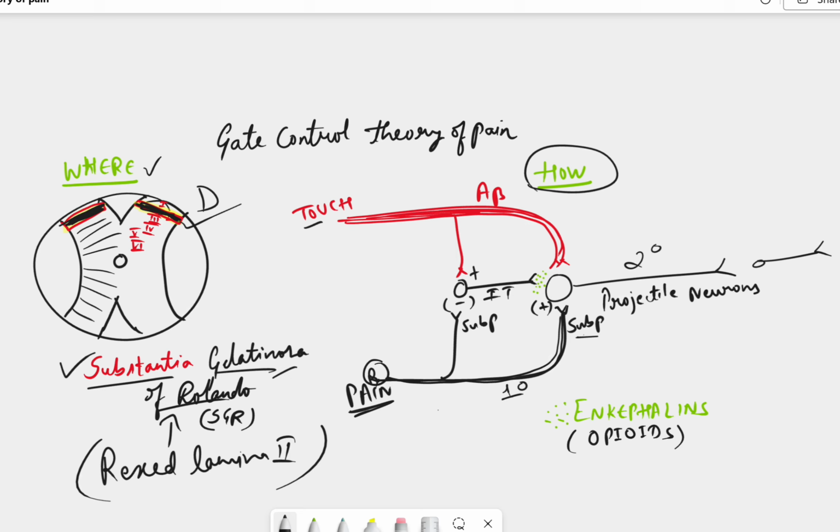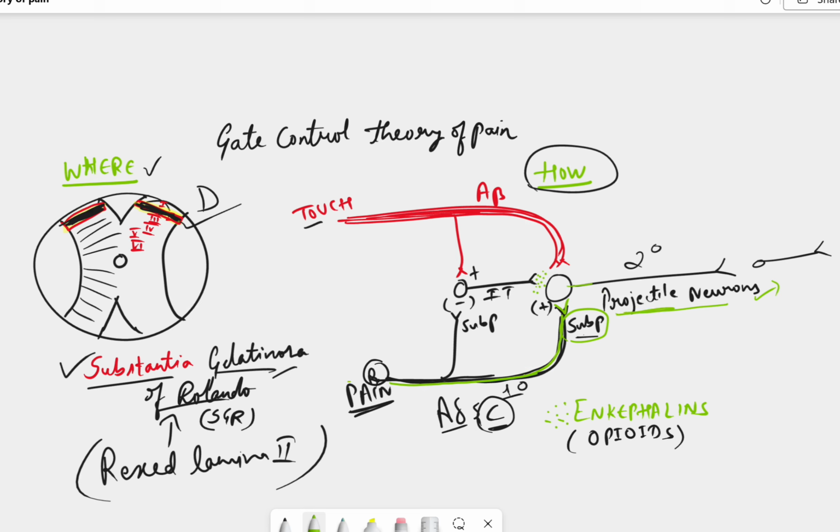The fibers of the pain pathway are A delta and C fibers. Let us talk about C fibers, because A delta fibers carry very fast pain, while C fibers carry slow pain. So now imagine this pathway, the one which I'm drawing now in green color, this C fiber pathway. It releases substance P in the spinal cord, and it activates the second order neuron. Let us name the second order neuron a projectile neuron, because it is projected to the brain.